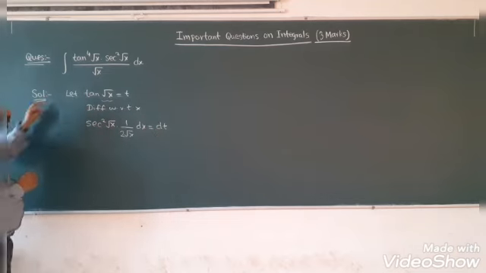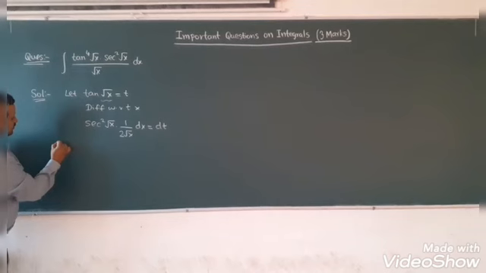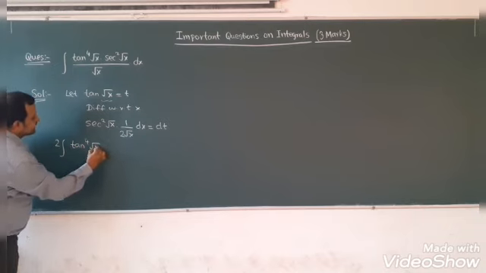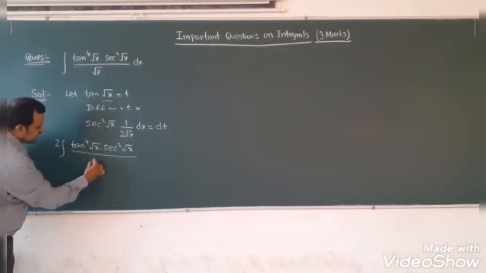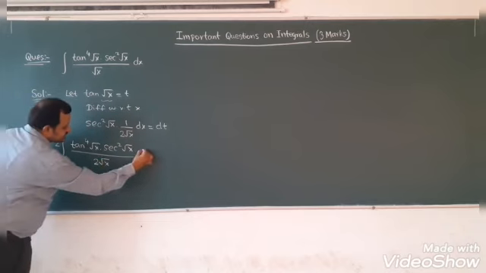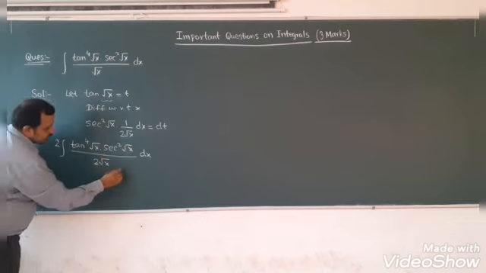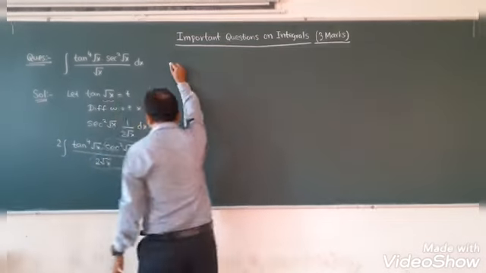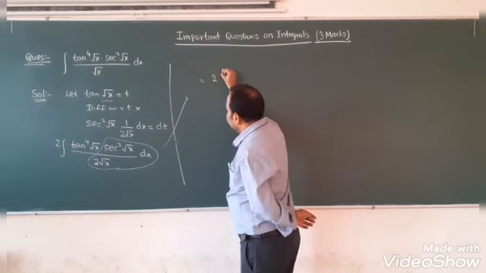So you can see here 2 is missing. So what I am doing, multiply and divide by 2. So I multiply 2 here, tan to the power 4 root x into secant square root x divided by 2 root x dx. Now see here, secant square root x by 2 root x dx is nothing but dt. So put the values. So this is equal to 2 times integral.